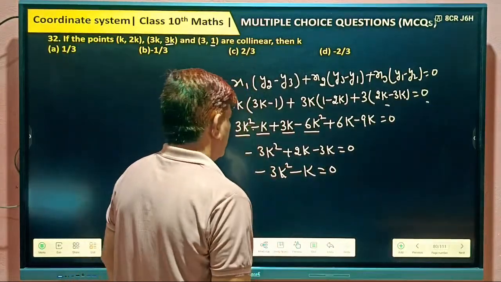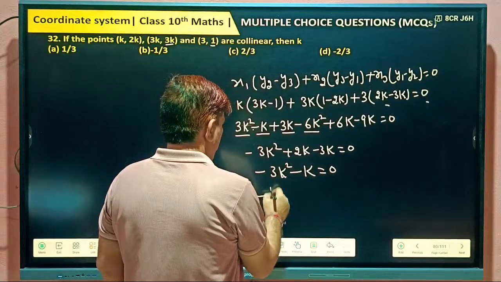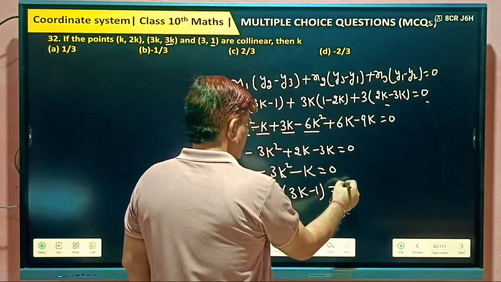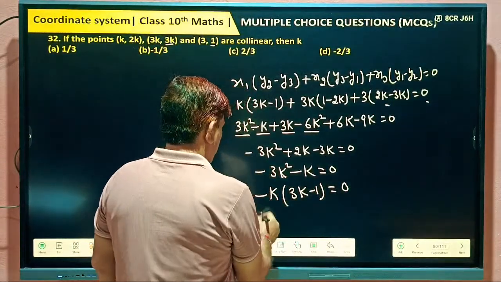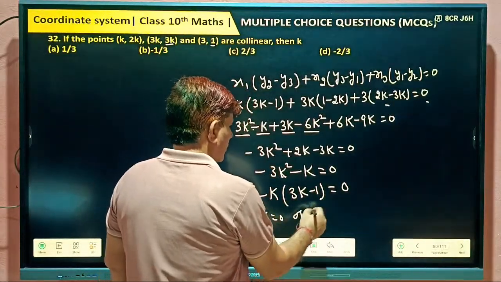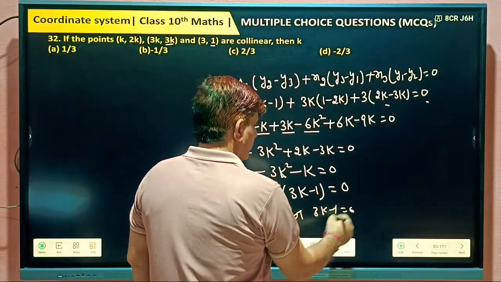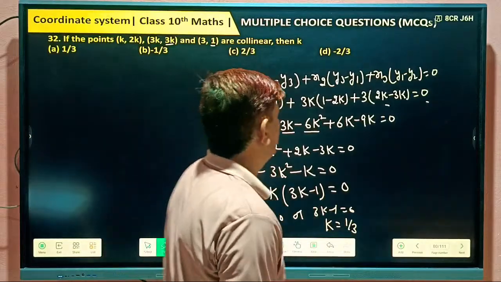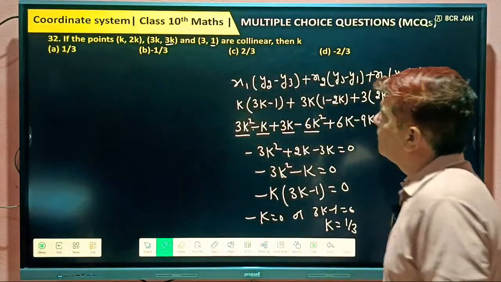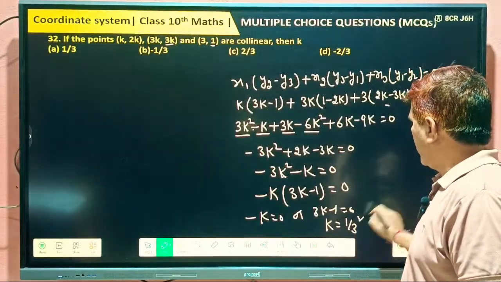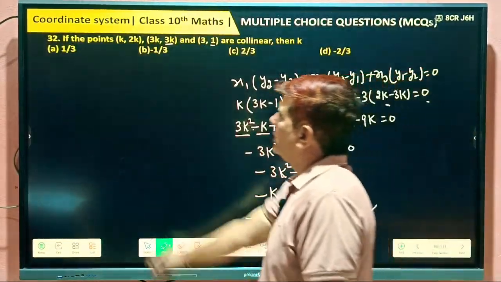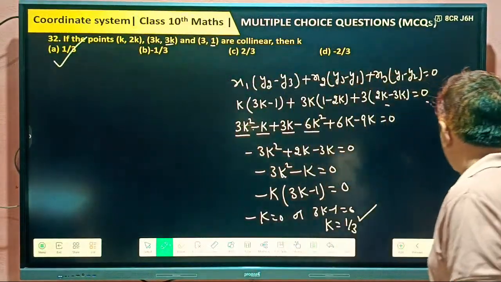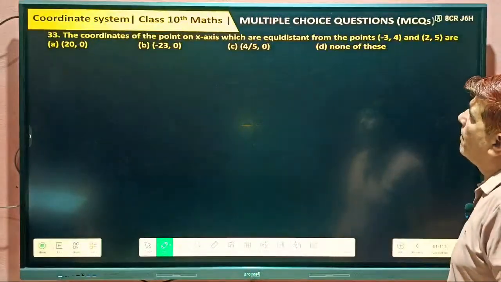Taking minus k common, 3k minus 1 equal to 0. So minus k equal to 0 or 3k minus 1 equal to 0. So k equal to 1 by 3. So what is the value of k? 1 by 3. So which one is your answer? This is your answer. So directly you can apply, no problem.